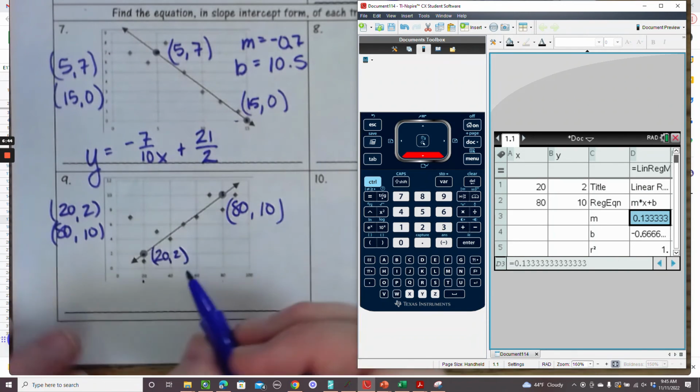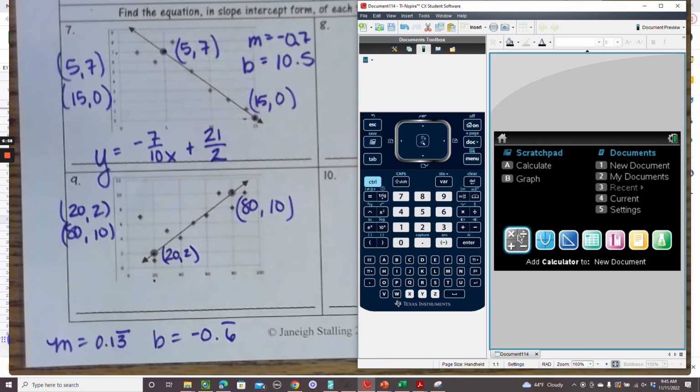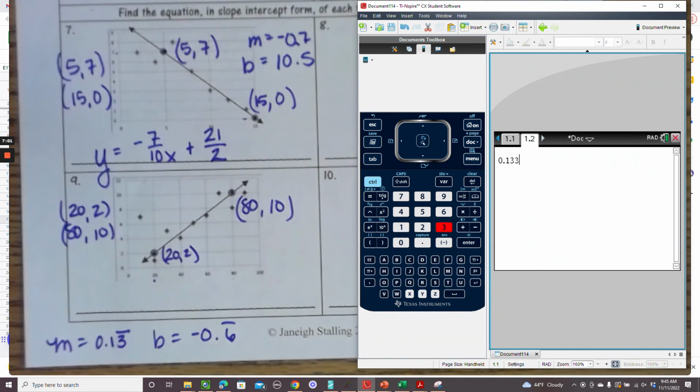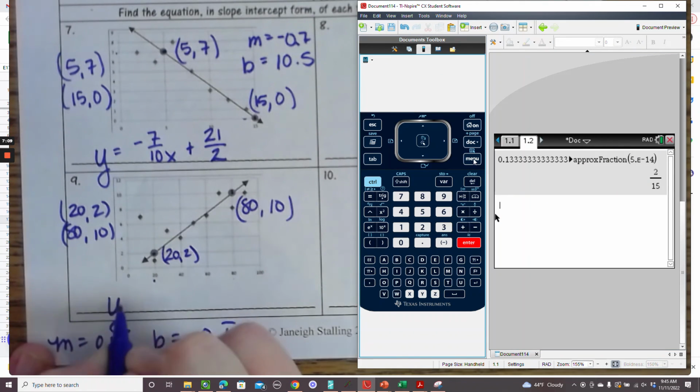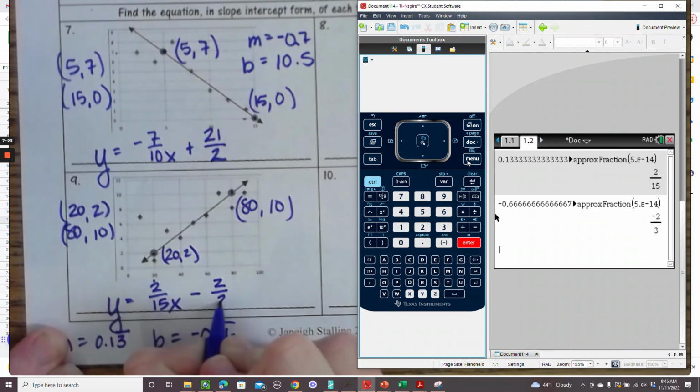All right, so now I got a repeating decimal. My m here is 0.13, the 3 is what repeats. The b is negative 0.6, the 6 is what repeats. To change those, 0.1, and since it's the 3 that repeats, that's the one that I type a bunch in. Menu 2, that's 2/15, so y equals 2/15 x, and then negative 0.6 repeating, menu 2 is negative 2/3.